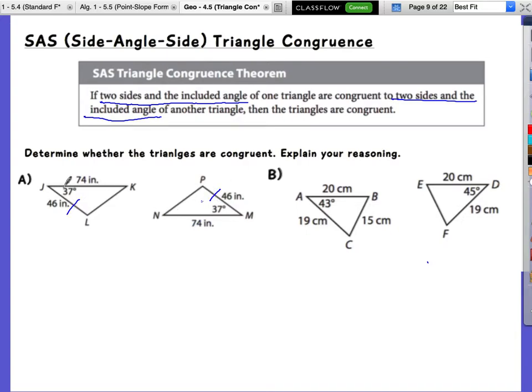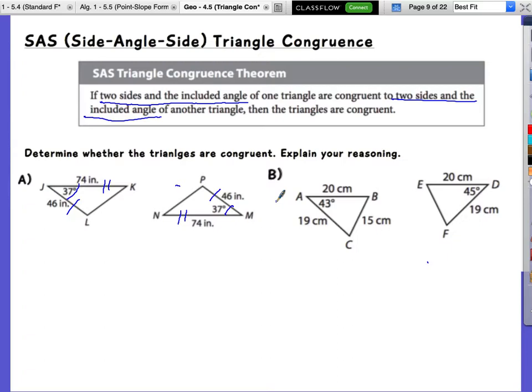Okay, side JL is congruent to side PM. We know that because they have the same measure of 46. What's another thing we know about this? Eric? Side JK is congruent to side NM. Very good. Side JK is congruent to side NM because they're both the same measure. And what else do we know about this picture, Ronnie? The angles are congruent, angle J and angle M. They're both 37 degrees. Very good.